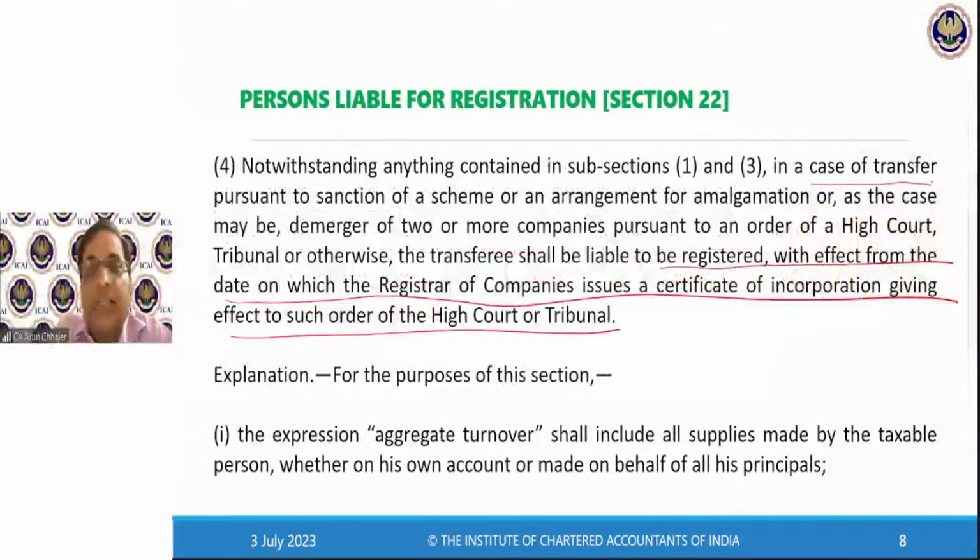See, point number 4 is creating a doubt. So, in case of the transfer pursuant to the scheme or an arrangement for amalgamation or, as the case may be, demerger of two or more companies pursuant to the order. When you are doing the amalgamation, merger, demerger, etc., an order is required from the High Court, Tribunal, or otherwise. Correct? So you need to follow the procedure of the particular Companies Act. Then you will have to take the registration from the date on which the ROC issues the certificate of incorporation.